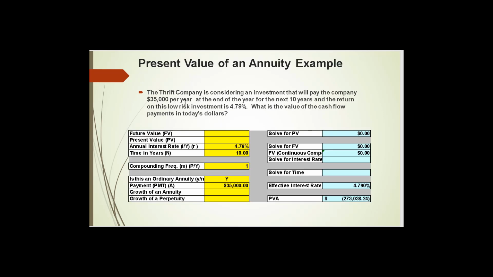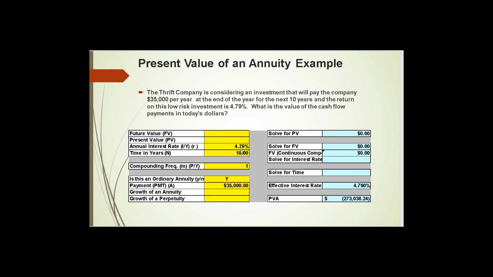So here's a question. The thrift company is considering an investment that's going to pay the company $35,000 a year at the end of the year for the next 10 years. So they're going to receive $350,000 in total. On this low risk investment, they can earn 4.79%. So what's the value of this cash flow in today's dollars? Essentially, this is asking, what's the most you'd be willing to pay to get this cash flow stream?